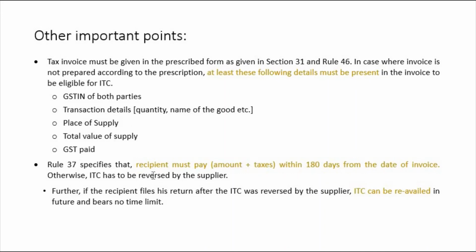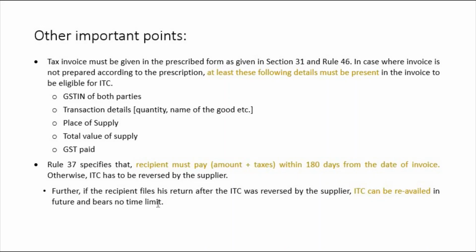And then rule 37 specifies that the recipient must pay the amount plus taxes within 180 days from the date of the invoice. If the recipient is not paying within 180 days, that is 6 months, then all the ITC which was availed by the supplier has to be reversed by the supplier. Reversal of ITC means the credit which you have taken from the government will be given back to the government. Okay, you are not taking that input tax credit. This is the meaning of ITC reversal.